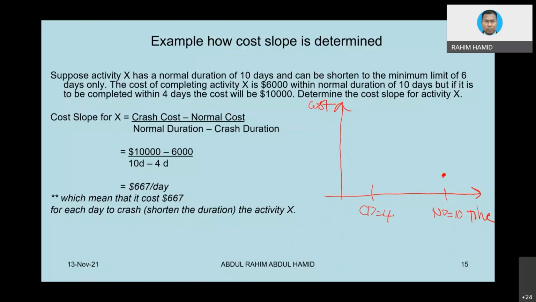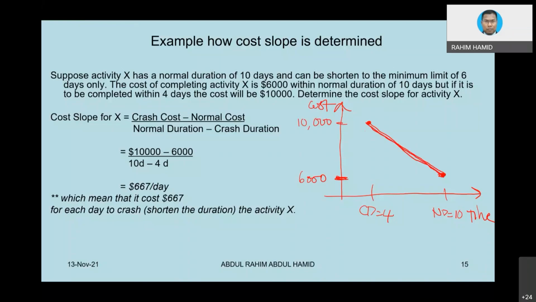Okay, so based on normal duration, the cost of completing would be 6,000. This normal duration, the cost is not much. But if we want to crash the activity until it becomes 4 days only, then the cost will skyrocket, to 10,000. And you see, this is the line. We are getting this line, okay?